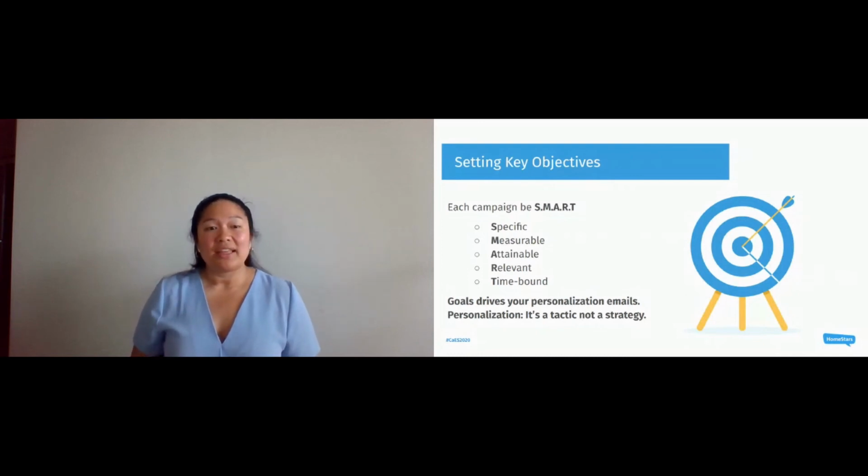Something that I like to keep in mind when we start brainstorming for our personalized email is that goals drive the email personalization plan. It's a tactic, not a strategy. Therefore, I believe in setting out SMART objectives for all email campaigns, especially personalized emails. You have to be very specific with setting out the objectives. They should be specific, measurable, attainable, relevant, and time-bound. Having a SMART objective for your personalized campaign will save you a lot of time.